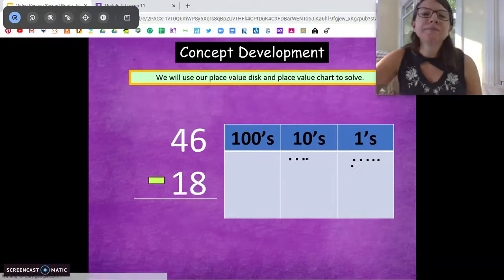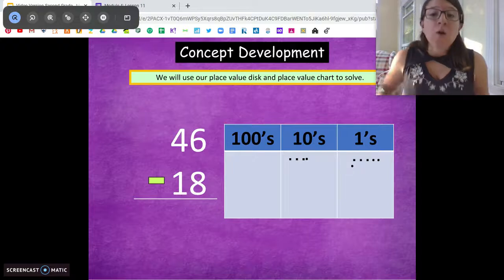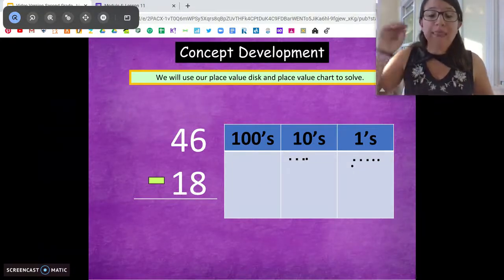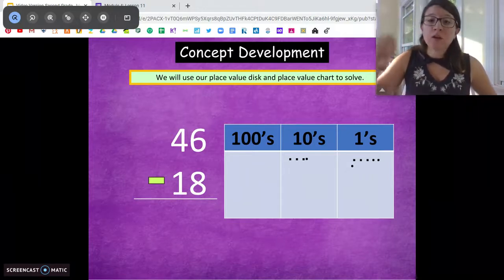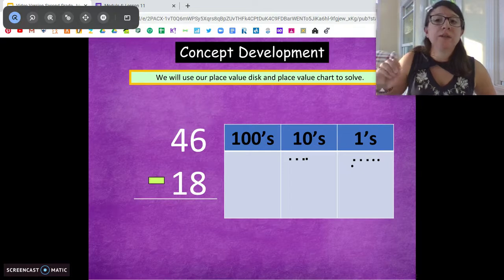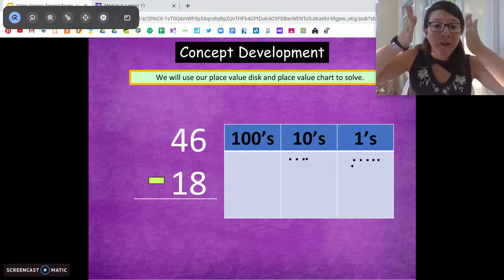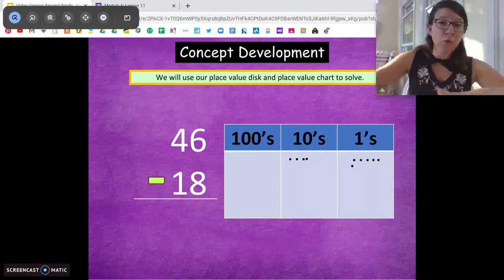Let's try another one. Okay, so we're going to do 46 minus 18. Write 46 minus 18 in vertical form on your paper, and then only make 46 with the place value discs. Only make 46 with the place value discs on your drawing, okay? So pause. I want your paper to look like my screen. 46 minus 18, and then only 46.